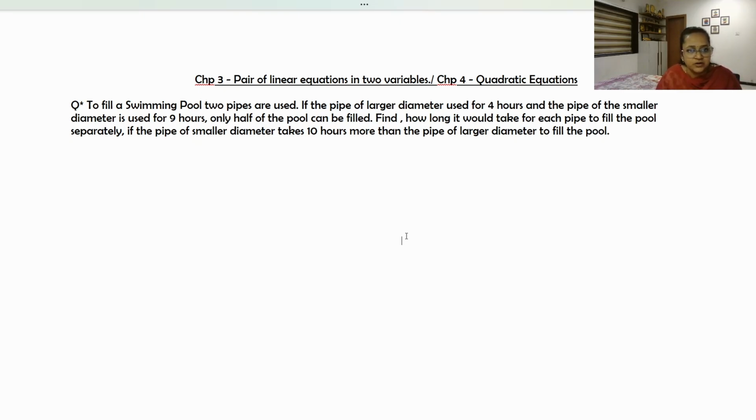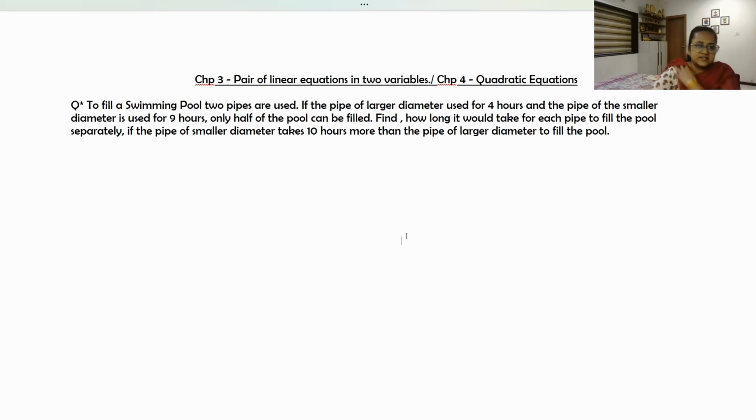What is the second condition followed? If the pipe has a smaller diameter, obviously the pipe which is smaller will take a little more time. It is taking not a little, but 10 hours more than the pipe of larger diameter would have taken to fill the pool. Right? Is the question understood?